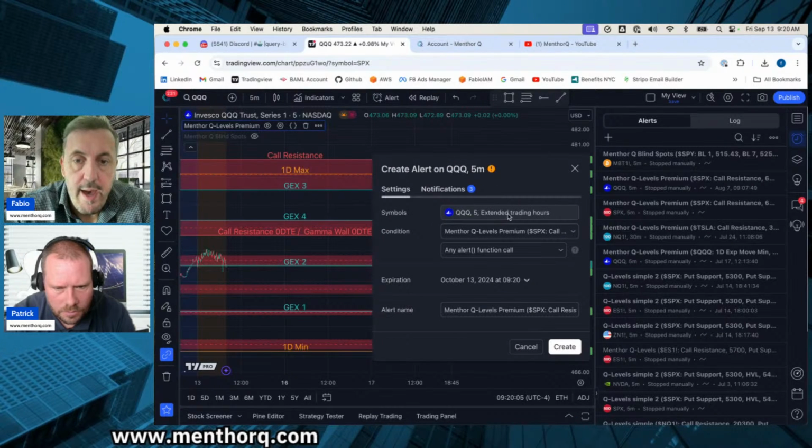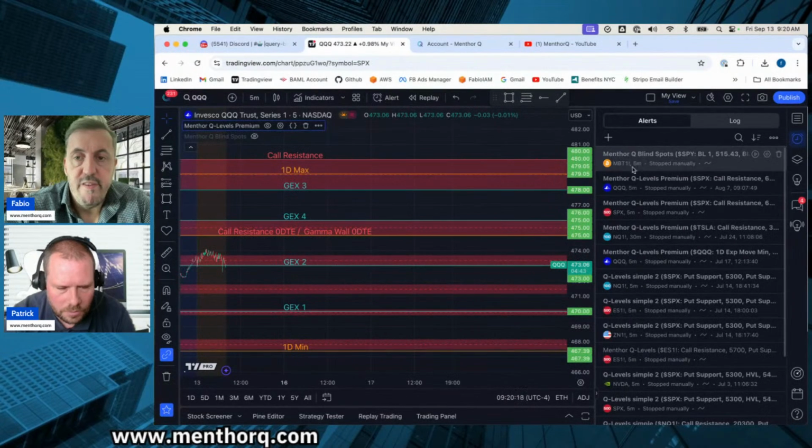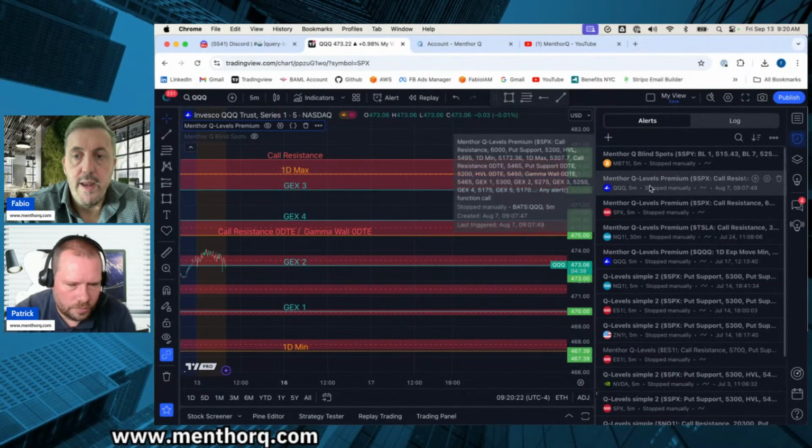And then here we have our MenthorQ levels right here. Then you need to check the any alert function call, click on create, and then this one will pop up in your alert settings here very quickly.